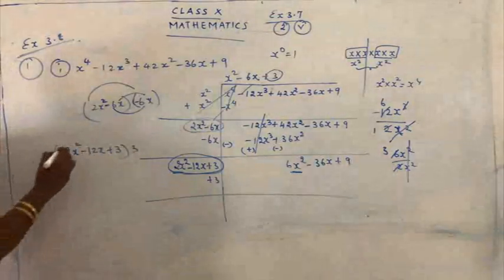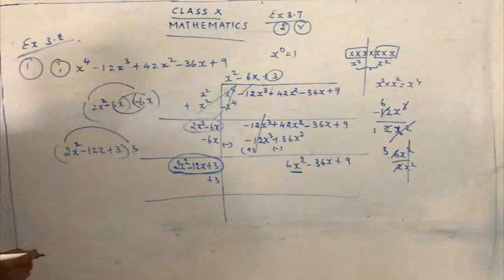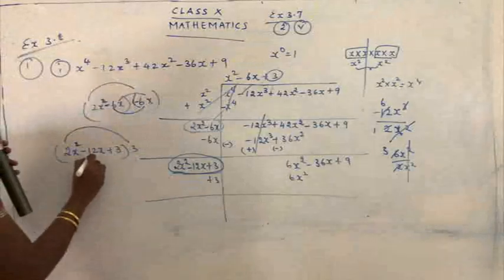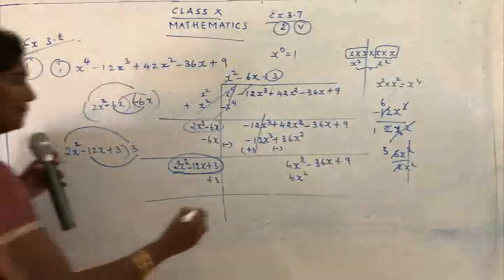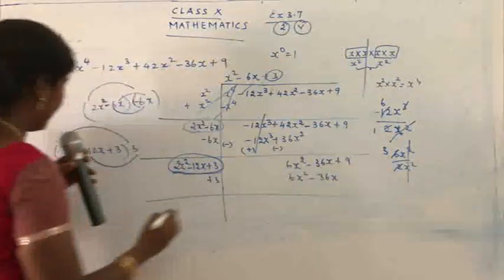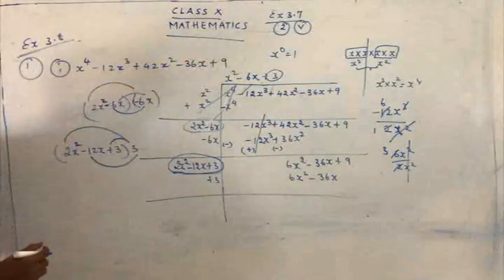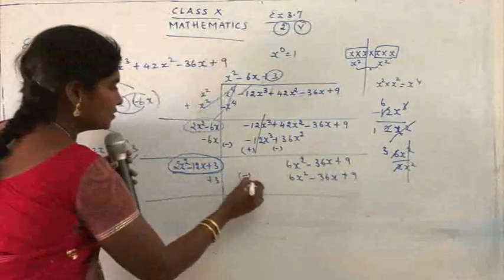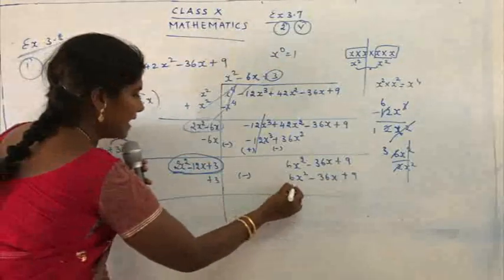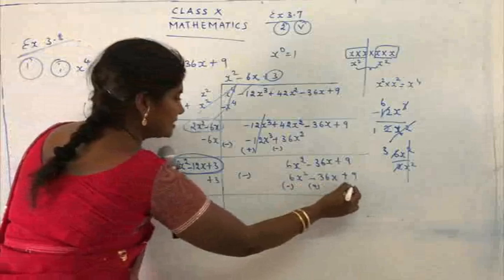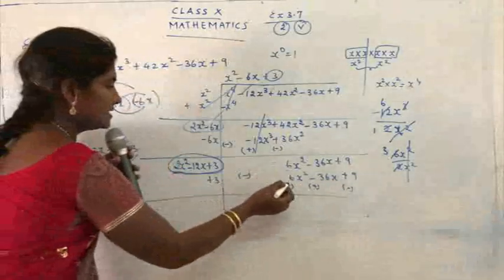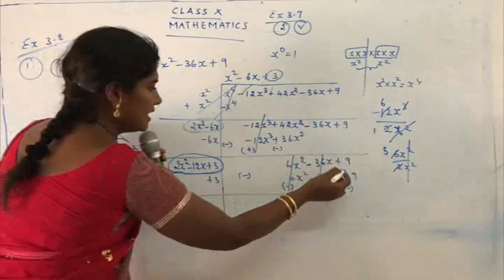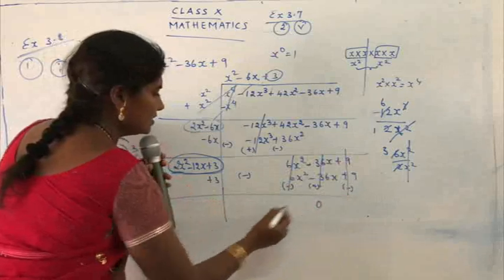Let's go for the answer. 2x square into 3, 6x square. Done. Minus 12x into 3, minus 36x. Plus 3 into 3, plus 9. What is the main sign, children? The main sign is minus. So what we have to do? We have to change all the sign. Minus, plus, minus. So 6 minus 6 gets cancelled. Minus 36 plus 36 gets cancelled. Plus 9 minus 9 gets cancelled. So what's left here? 0.